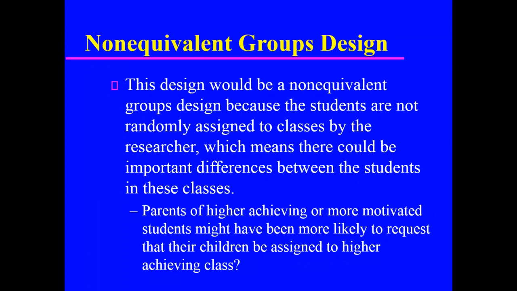So there could be important differences between the students in these classes. If you're testing two third grade classes, one class might be Miss Babb's third grade class, and the control group could be Mr. Henry's third grade class. So you're testing the students in Ms. Babb's class, and Mr. Henry's class is the control group. They're already in those assigned groups. However, there could be an issue with that, because parents of higher achieving or more motivated students might be more likely to request that their children be assigned to the higher achieving class.